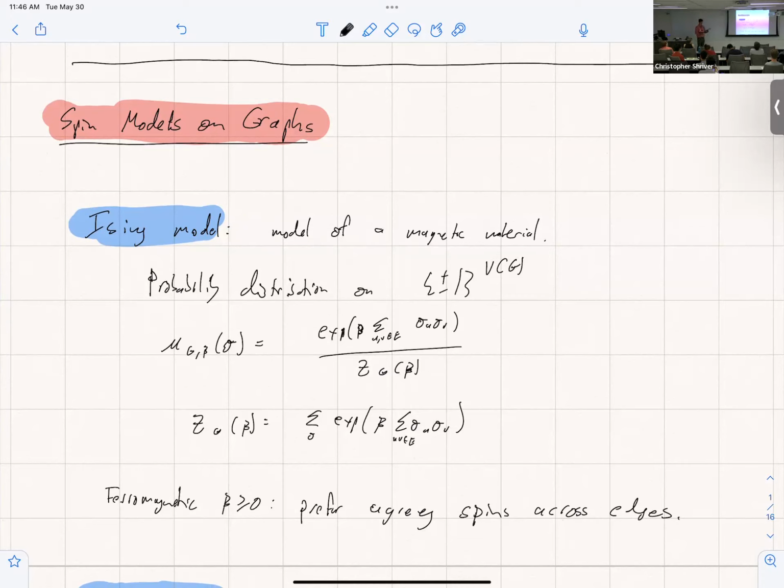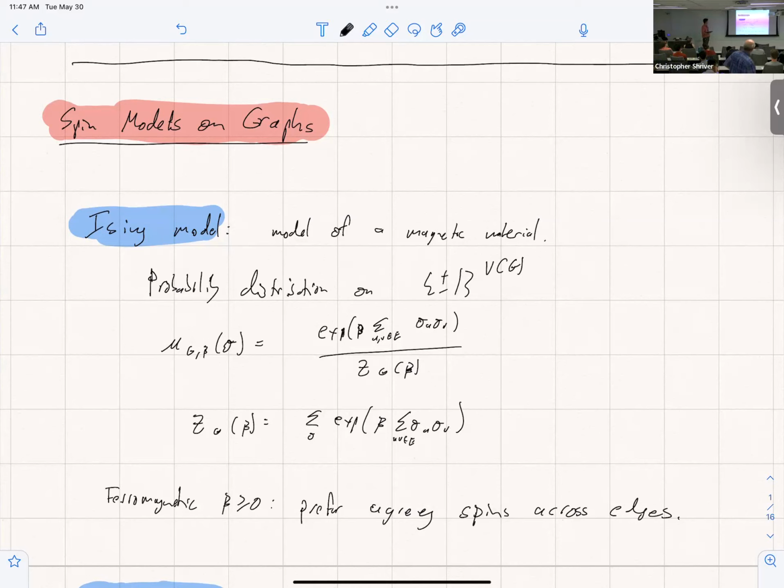We're going to talk about random processes on graphs, just as in the previous talk. One key model that we'll talk about is the Ising model. What's the Ising model? It's a very basic model of a magnetic material. But what is it mathematically? It's a probability distribution on assignments of +1 spins or -1 spins to the vertices of some finite graph.